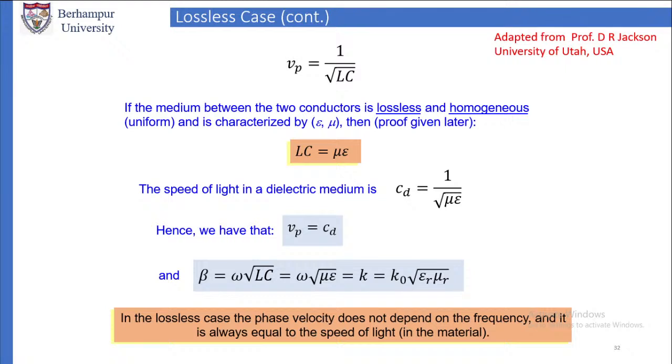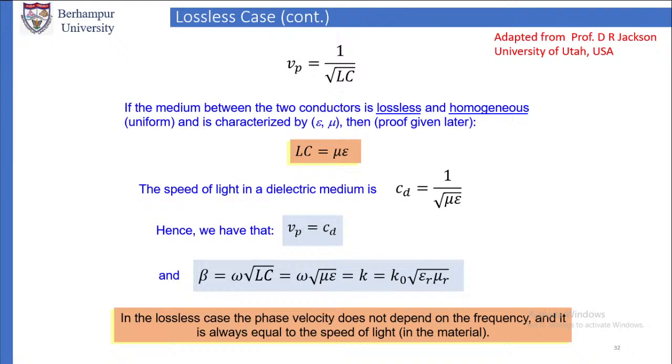Speed of light in the dielectric medium, Cd, is equal to 1 upon root over of mu epsilon. That is the same as 1 upon root over of LC, right? So Vp will be 1 upon root over of LC, that is 1 upon root over of mu epsilon, that is equal to Cd. So phase velocity is the speed of light in the dielectric medium, Cd. So Vp is equal to Cd.